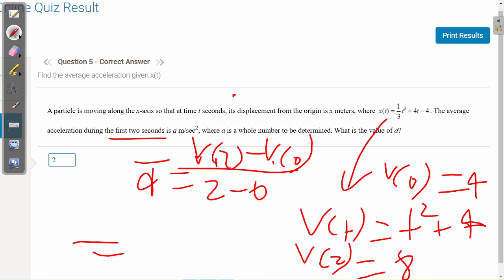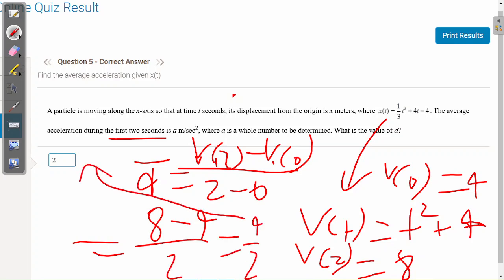So average acceleration will be 8 minus 4 over 2. It will be 4 over 2, which is 2.